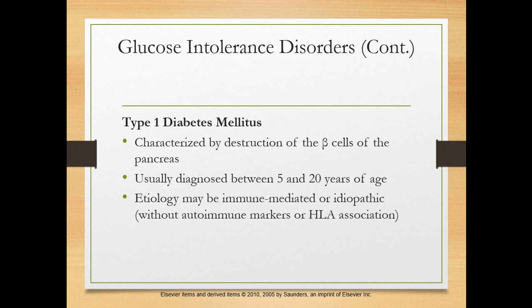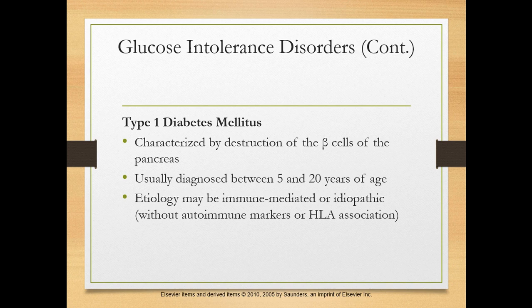So for type 1, I'm going to tell you exactly what to focus on here and what I'm stressing. It is definitely important to know this first bullet point here. Type 1 is characterized by destruction of beta cells of the pancreas. That is definitely the hallmark pathogenesis here, etiology, because what happens is that these beta cells are actually destroyed, okay, with type 1.